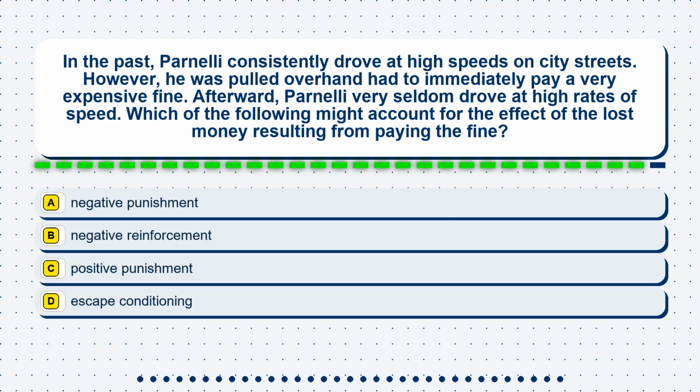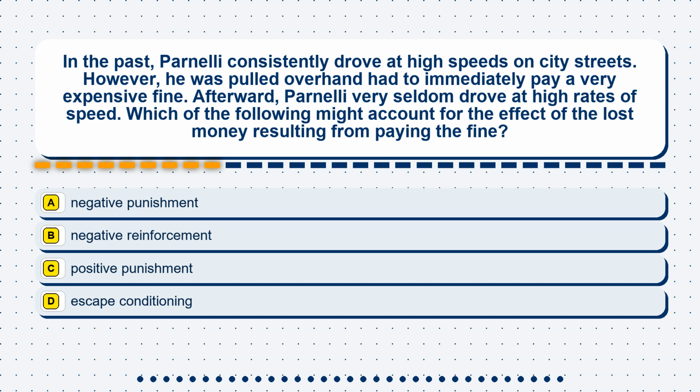Question 5. In the past, Parnelli consistently drove at high speeds on city streets. However, he was pulled over and had to immediately pay a very expensive fine. Afterward, Parnelli very seldom drove at high rates of speed. Which of the following might account for the effect of the lost money resulting from paying the fine?